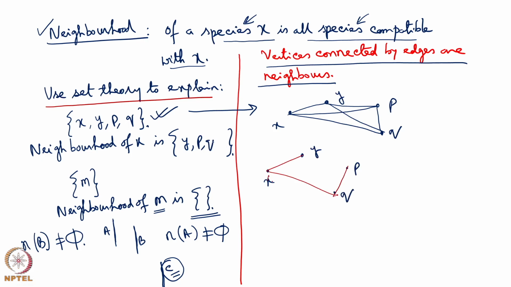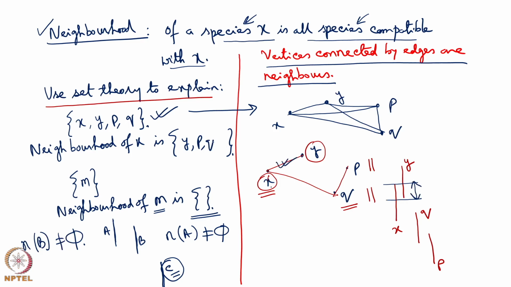What does this mean? There was a time when x and y were together on the earth. There was a time when x and q were together. There was a time when p and q were together, but there was no common time when y and q were together. There was no common time when y and p were together. How to demonstrate this? Here I have drawn the situation. X and y for some duration of time existed together, so that explains this edge. X and q for some time existed together, so that is this edge.